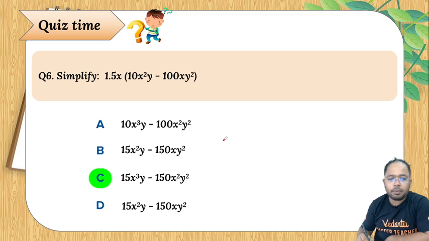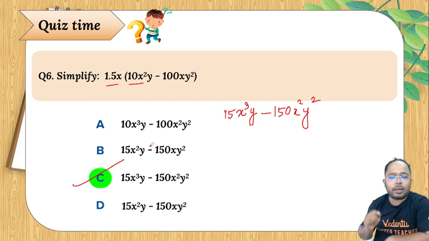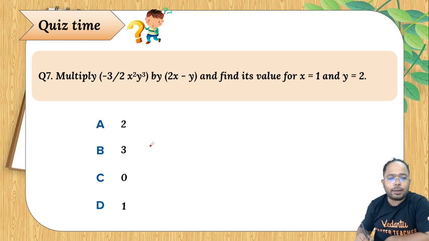C is the correct answer. Okay, so let's multiply 1.5x into 10x square y. 1.5 into 10 gives you 15. X into x square gives x cube, y. Minus 1.5x into 100xy square gives you 150 x square y square, and that is the correct answer. All right, good. Let's move on to the next one.